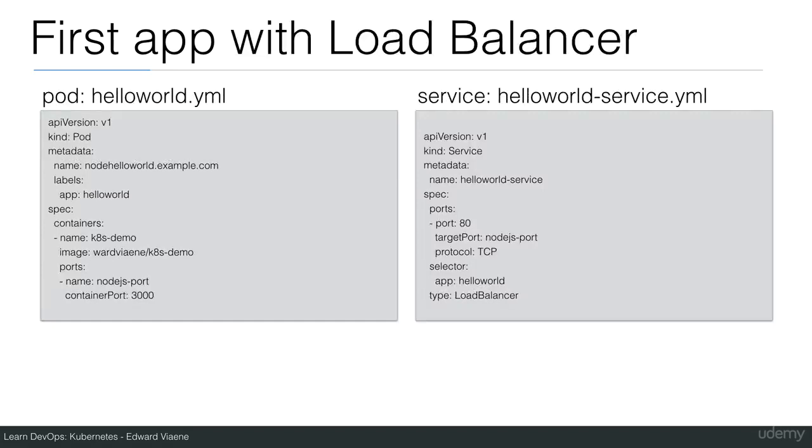The first app that we launched, you can see the YAML file on the left. It is just going to run the pod with the Kubernetes demo, which just returns hello world on port 3000. This is the pod definition. On the right, we have the service definition, and the service definition is going to put a load balancer in front of our pod so that our pod can be accessed from the internet.